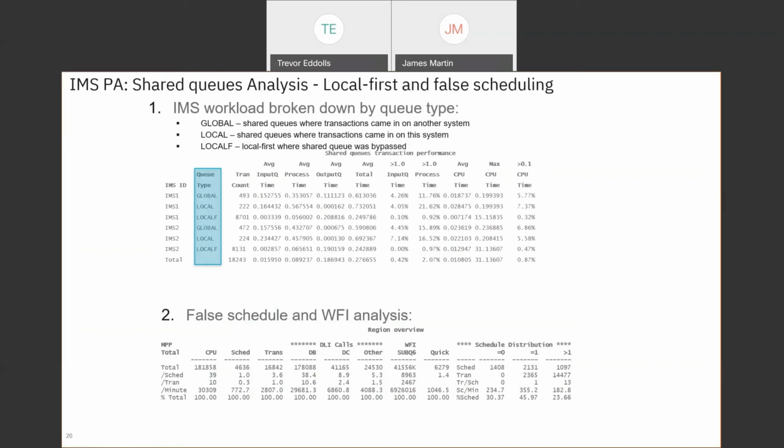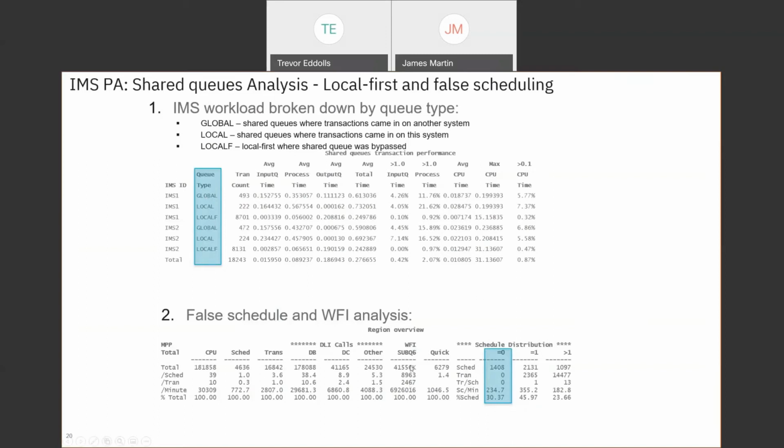So it's really important to understand when we're looking at scheduling in this particular report, anytime we see that equals 0 column, that is a false schedule. So you can see total, we had over 1,400 false schedules in this particular report, right? So that's something that we really need to pay attention to in a shared queues environment, is how many false schedules we're getting.